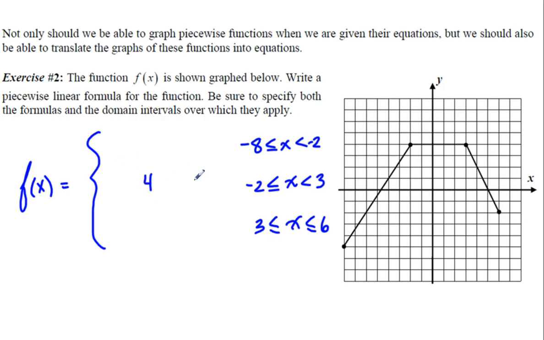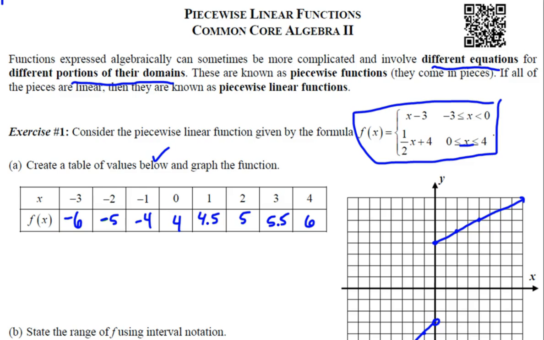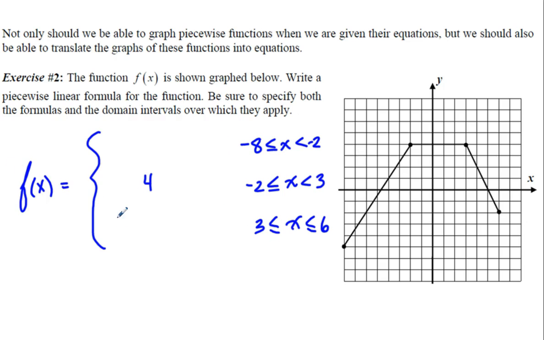Sometimes people put commas here to separate the formula from the domain, but it doesn't matter. I don't think we did that previously, so we're not going to do that right here. Just kind of keep everything lined up. That'll be fine. All right, now let's do this one here. We need to figure out what's the slope and what would be the y-intercept, the starting point. So the slope, we go up 3 over 2, up 3 over 2. So that's our rate of change.